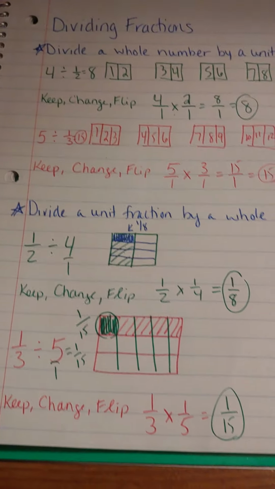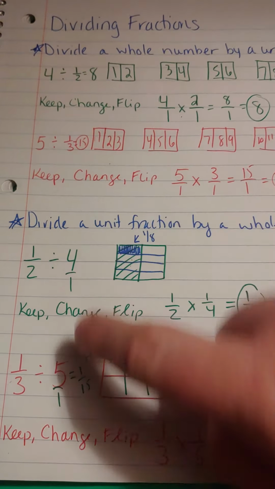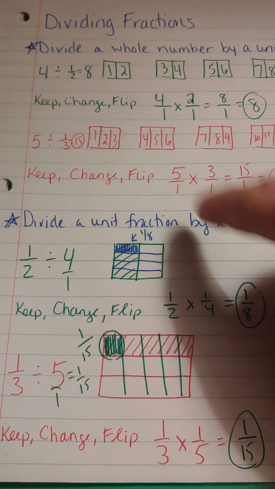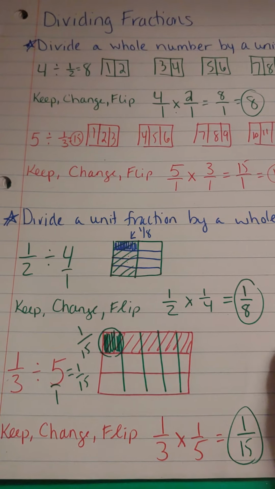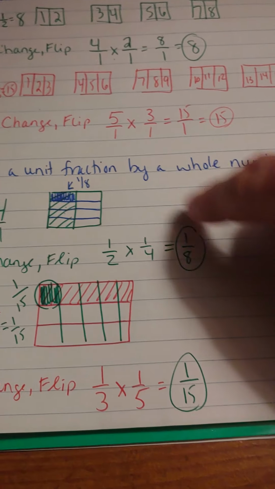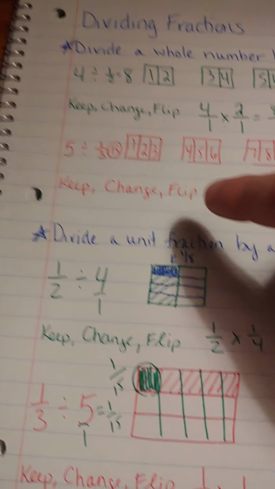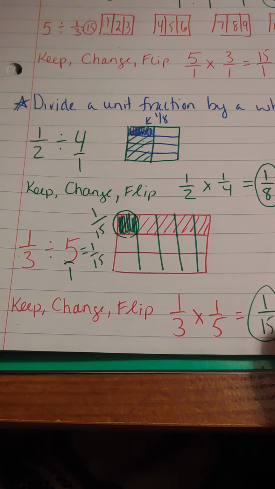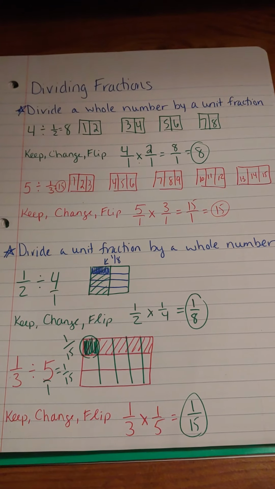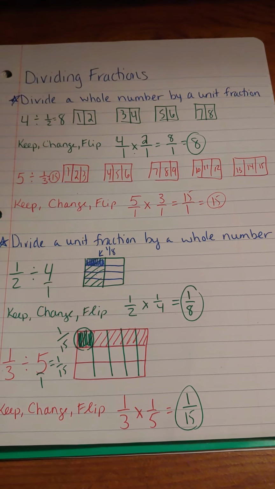Now I did it so you can compare. 4 divided by 1/2 is not going to be the same as 1/2 divided by 4. They're actually reciprocals of each other. So 8 and 1/8. Same thing here. When you did 5 divided by a third, you got 15. If you did 1/3 divided by 5, you get 1/15. So those are reciprocals also. So the order of this matters. So make sure you're paying attention to that when you're doing your pictures and when you're doing your math.